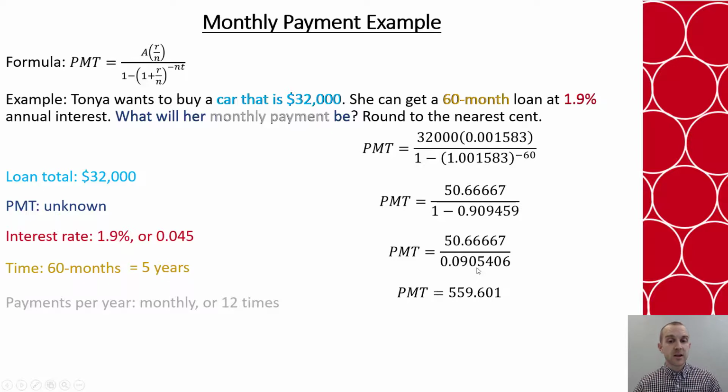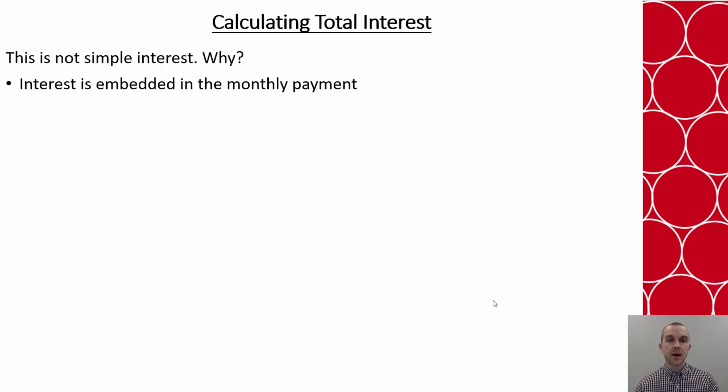And that'll give me 559 and 601 thousandths. Now remember, this is money. Money rounds to the nearest cent, or the nearest hundredth. So I'm going to look at my zero, look to the right to the thousandth. That's a 1, so I'm going to maintain the 0. Thus, Tanya will have a monthly payment of $559.60.